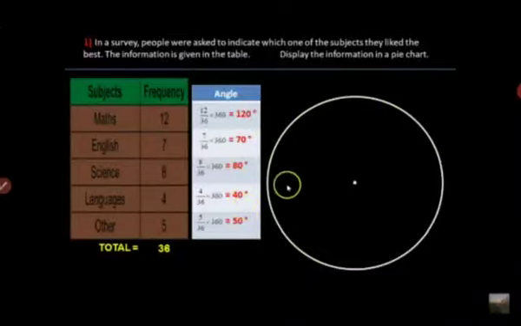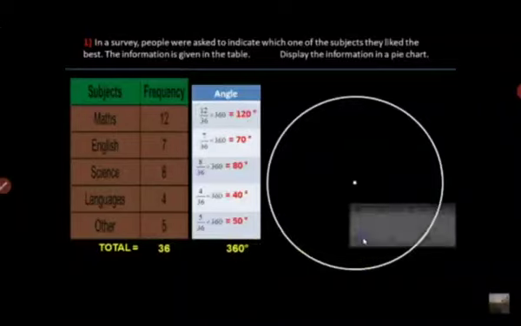Even before we draw these angles, we need to make sure that these angles add up to 360 degrees. So please add and check. Yes, it gives us 360 degrees. Now you need a ruler, protractor, and a pencil.